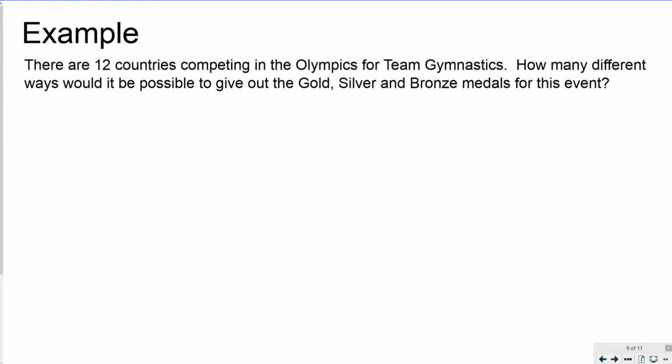All right. Next one. There are 12 countries competing in the Olympics for team gymnastics. How many different ways would it be possible to give out the gold, silver, and bronze for this event? So gold, silver, bronze represent awards. They represent ranked awards, and ranked awards imply that order matters.